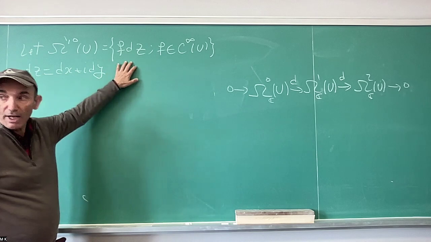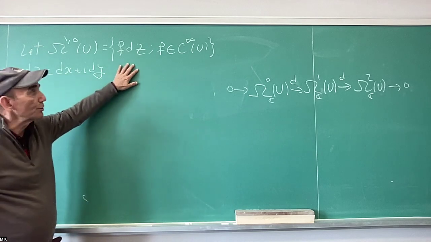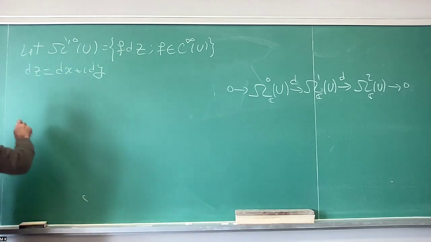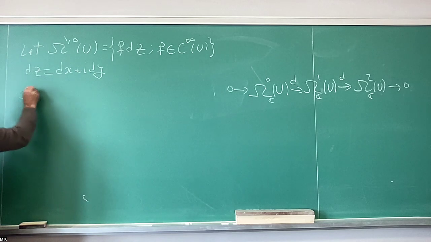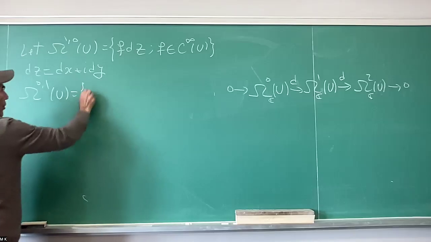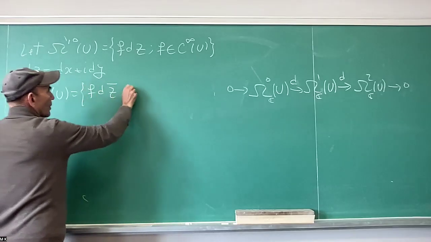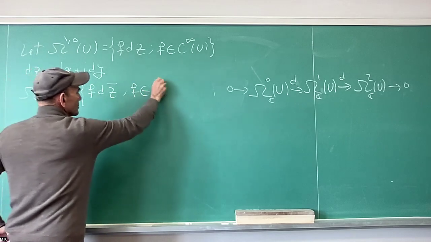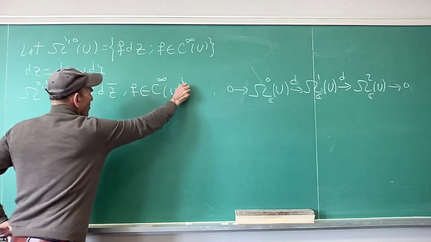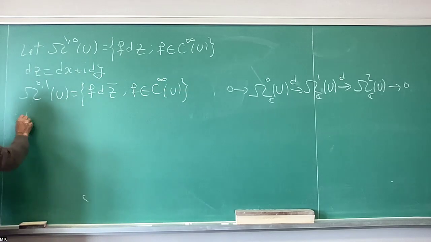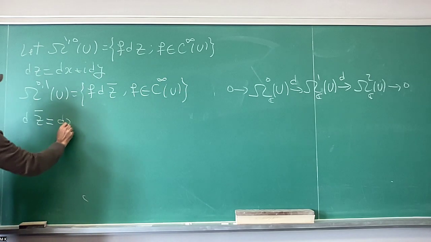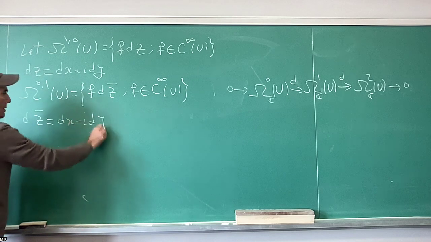So let's just say these are one forms which are of this form. f is a complex valued smooth function on U, and then Omega^{0,1}(U) is the set of all f dz bar, where f belongs again to C infinity of U. Again, dz bar is equal to dx minus i dy.